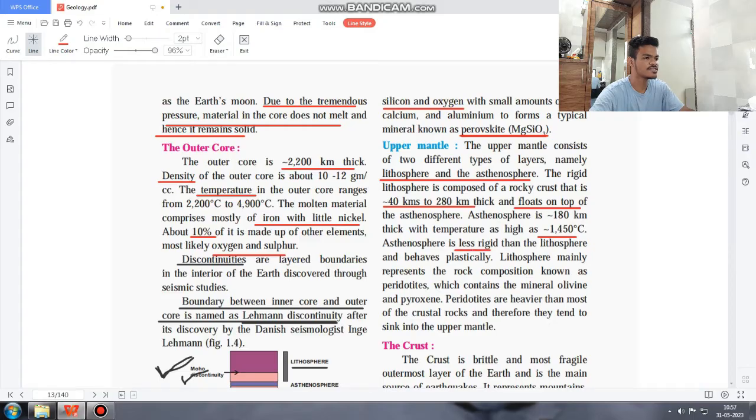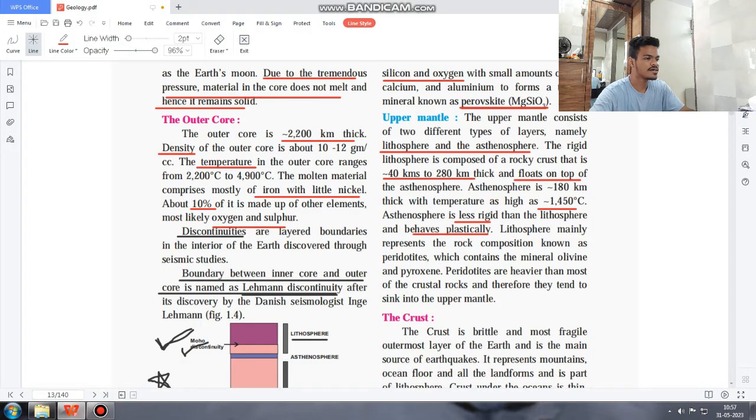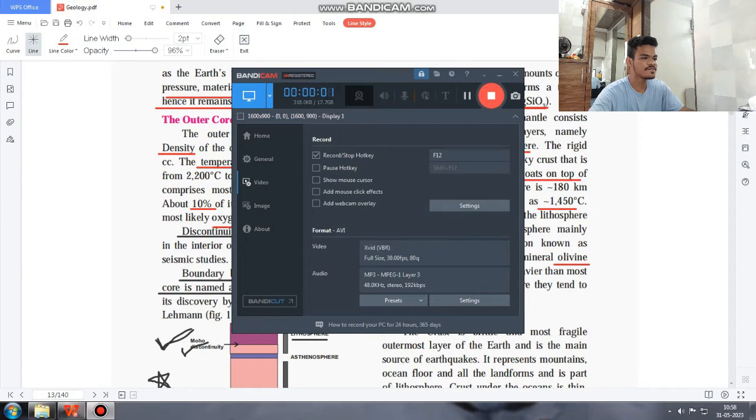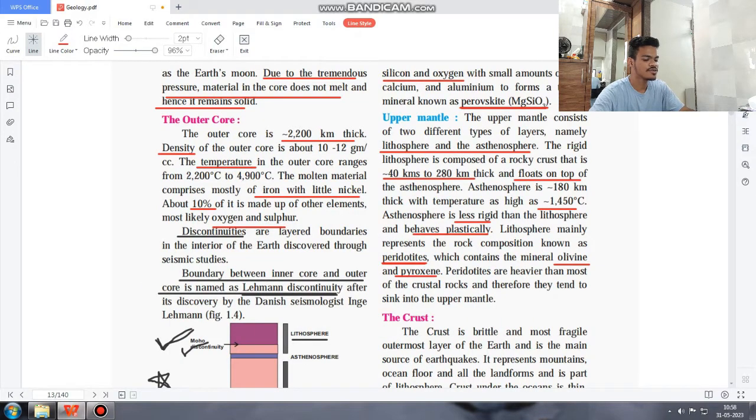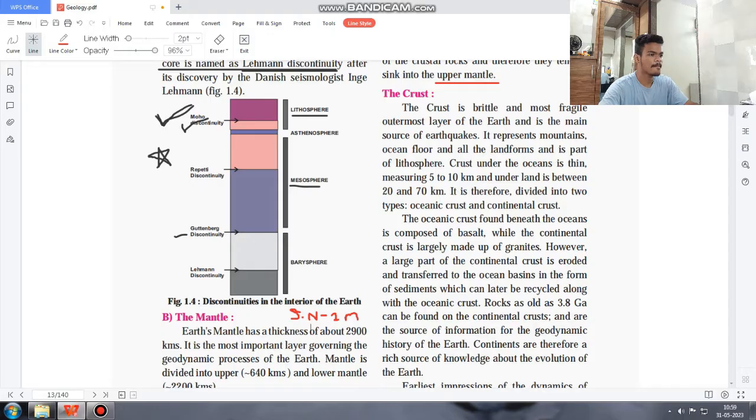It floats on top of the asthenosphere. Temperature, it is less rigid and behaves plastically. In the lithosphere, the rock present is known as peridotite. This is important, typical small things should be noted from this. It can come as 1 mark. Due to the presence of the mineral olivine, pyroxenes are present. Peridotites are heavier and hence they sink into the upper mantle.